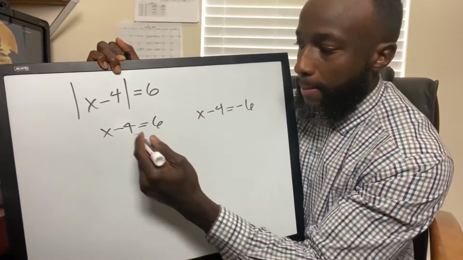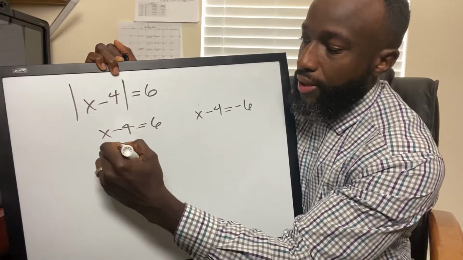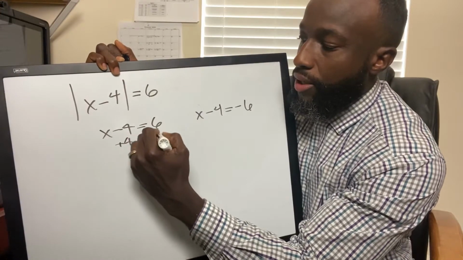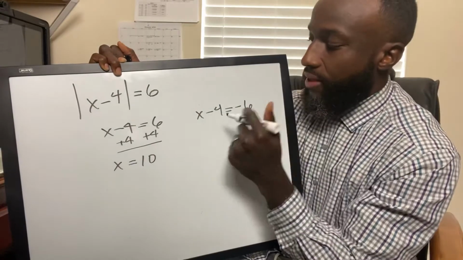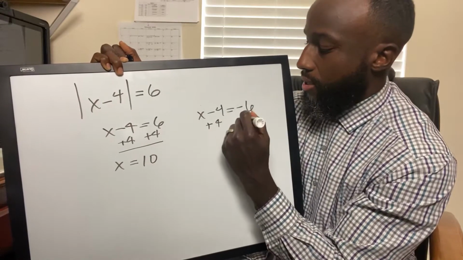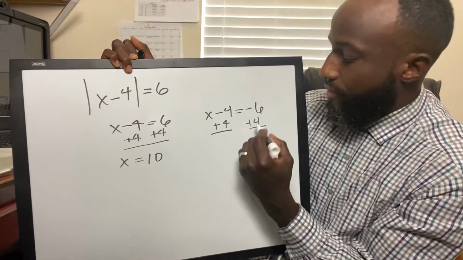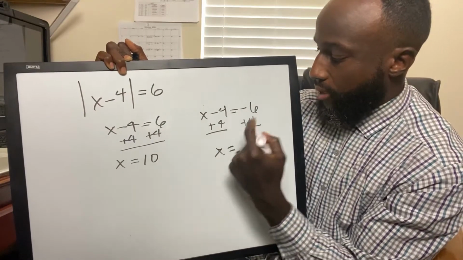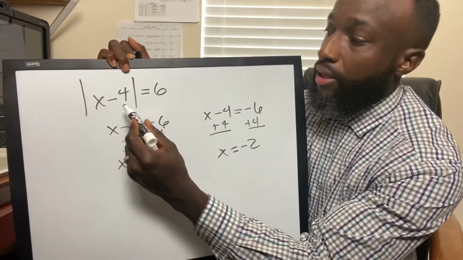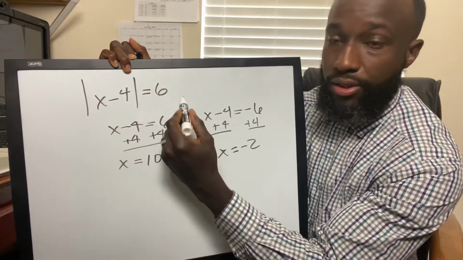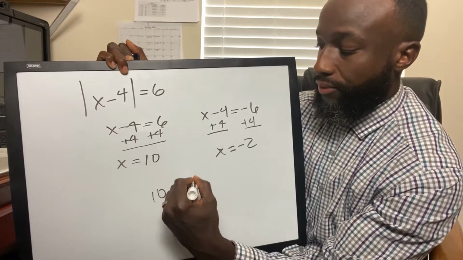And the solutions that you get are the answers. So for this first one, it's a one-step equation. Since it's minus 4 here, you got to add 4 to get rid of the 4. And so x ends up being 10 here. And for this one, you're going to add again, right? Add 4 to both sides. Signs are different, so you subtract. So x is going to equal negative 2. So the absolute value of x minus 4 equals 6 has solutions 10 and negative 2, right?